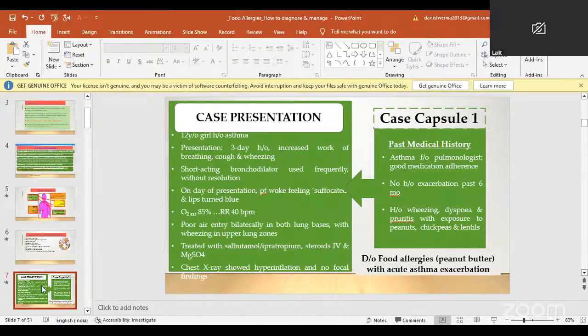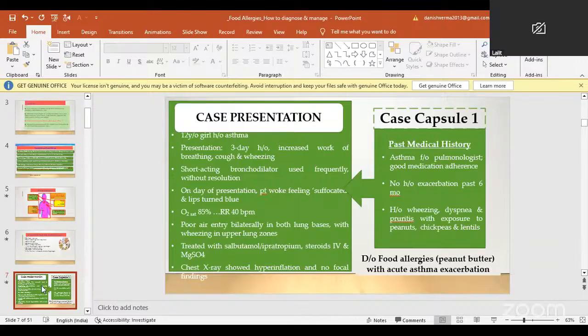A 12-year-old girl with a history of asthma, with a 3 to 4 days history of increased work of breathing, cough and wheezing. Short-acting bronchodilator was used frequently without resolution. On the day of presentation, she woke up with suffocation, lips turned blue, O2 saturation was 85. There's increase in RR, poor entry bilaterally, and there's wheezing in the upper zone. She was treated with salbutamol, ipratropium, steroids, IV, and MAC. Chest X-ray showed hyperinflation, and no focal findings were found.